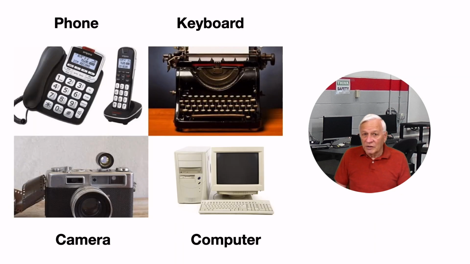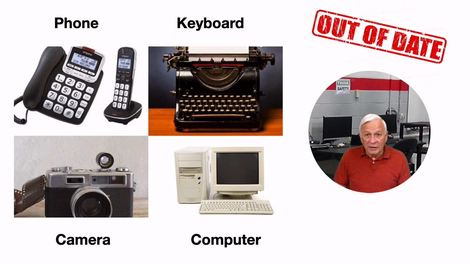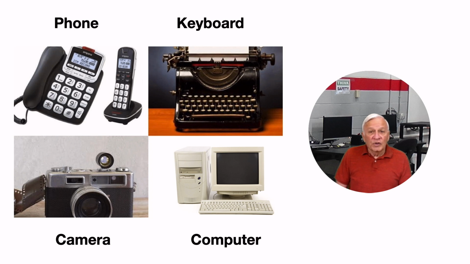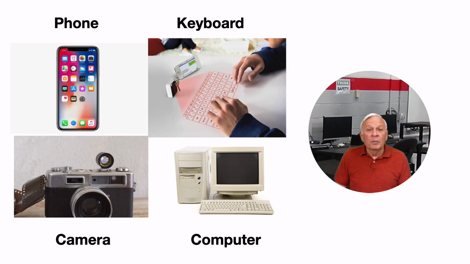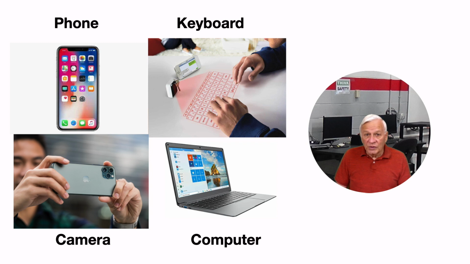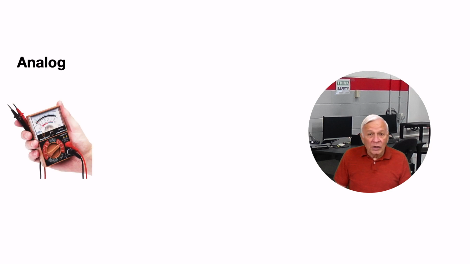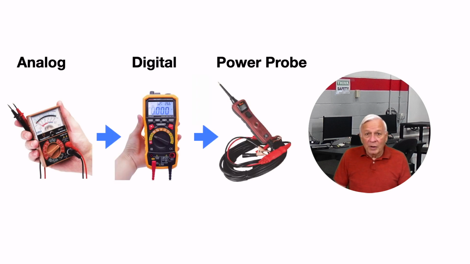Now look at these things. Are these things out of date or have they just been updated? They are out of date. They all still work, right? They can accomplish the task that they were designed for, but today there are better ways, better tools. There are updated versions. Now the same thing can be true about our testing tools. They get outdated. Our automotive testing tools have updated from analog to digital and now to the power probe.